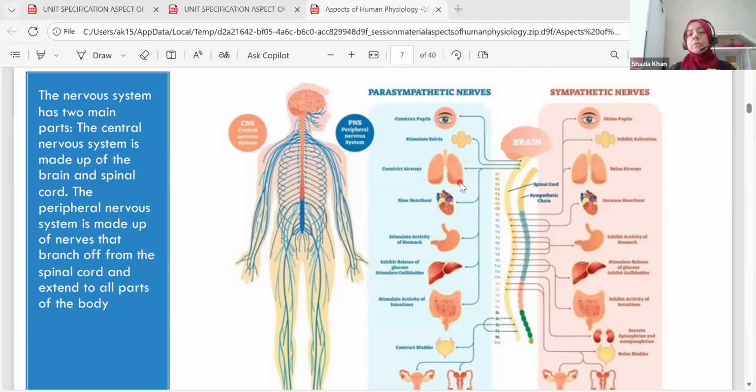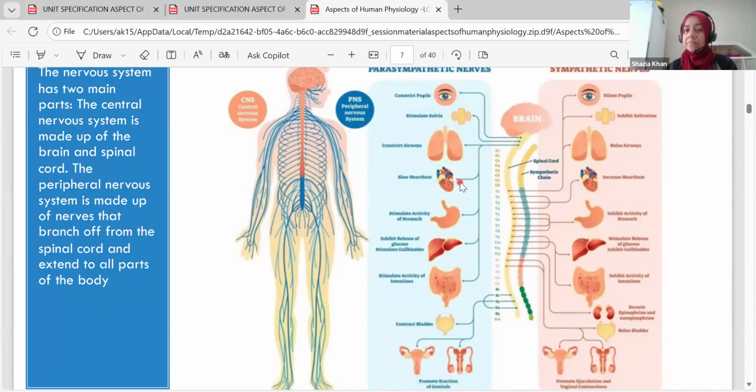So let's say there's a person who's coming with a lot of respiratory distress, and the parasympathetic nerves are very active at that time, which is constricting their airways. What you would want to do is give a drug that relaxes the airways. The parasympathetic nerves also slow the heartbeat. That's called bradycardia. Just remember that all of this is controlled through the spinal cord and the brain. The parasympathetic nerves slow down the heart rate, whereas there is an increase in heart rate with sympathetic nerve stimulation.